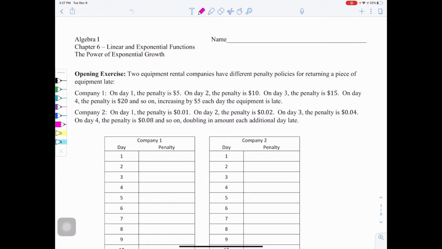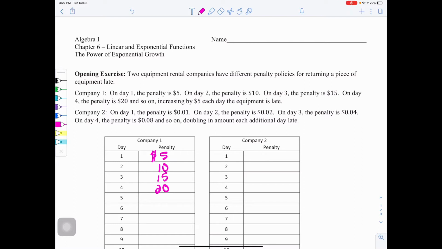So you would start filling in your chart here, like so. It says on day 2, the penalty is $10. On day 3, the penalty is $15. Remember, these are all dollars. I'll just put a $ sign on the first one just to remind you of that. On day 4, the penalty is $20, and so on. Increasing by $5 each day the equipment is late.